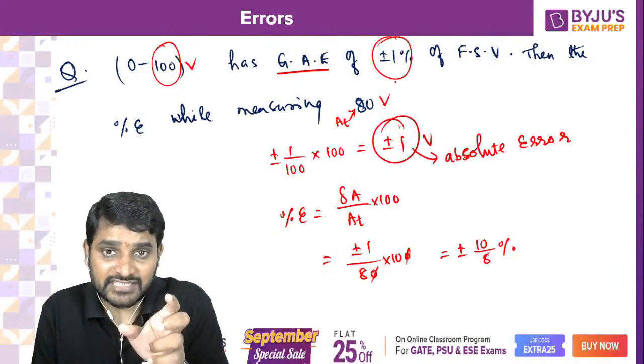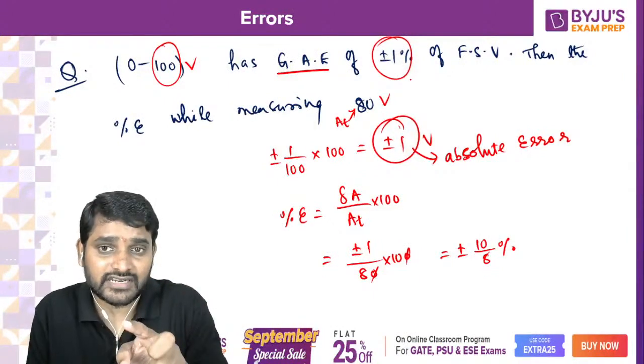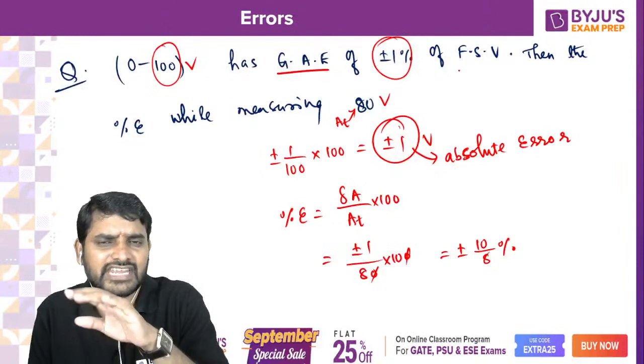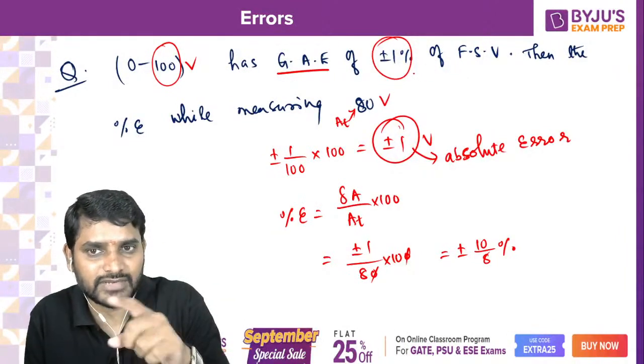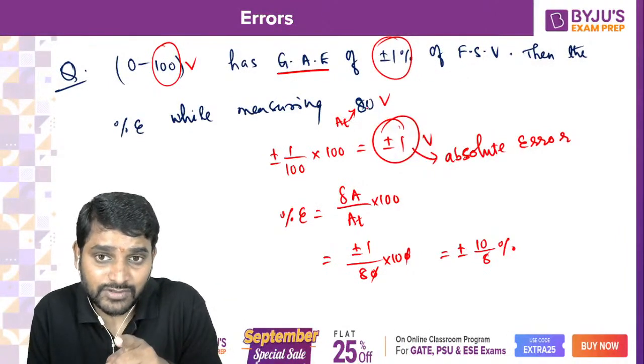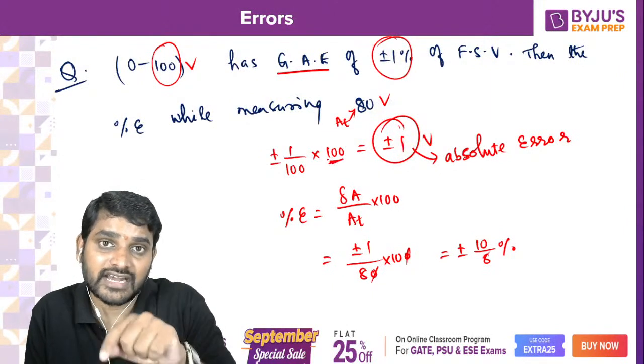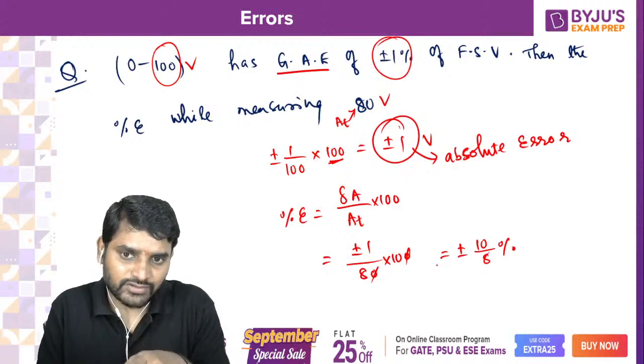Very rarely they'll give you a guaranteed accuracy error of plus or minus 1% of reading, not full scale value. Very rarely they'll ask you about plus or minus 1% of reading. Then at that time you have to take this as not 100, you have to take it as 80. So with that you have to go ahead.